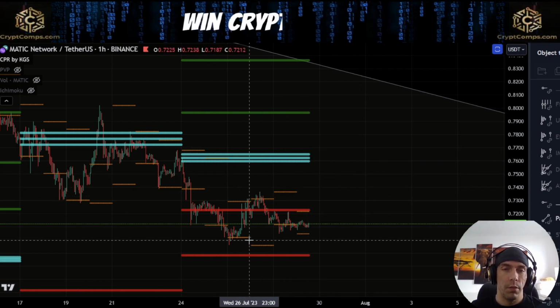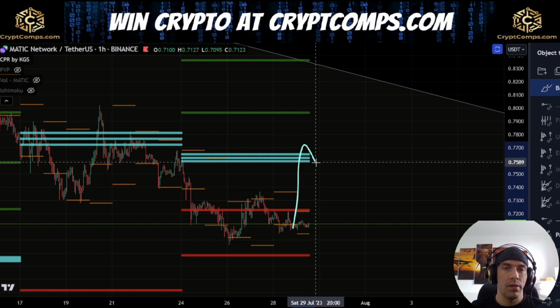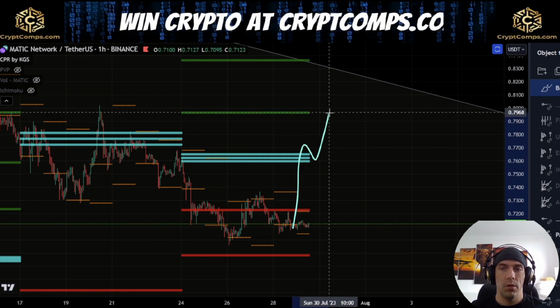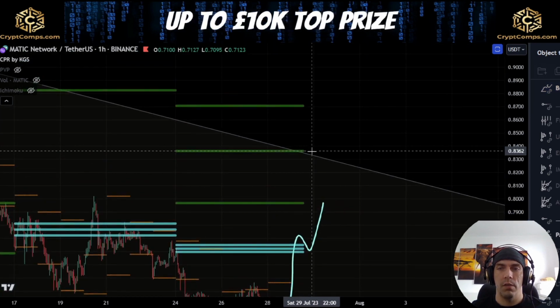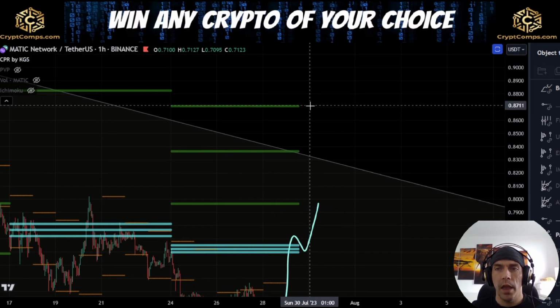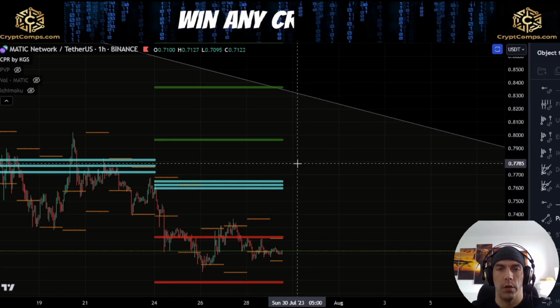Now there's not a lot of time left, but if we do see price move back above these and we find support during this week, we could actually see an interaction with some of these higher zones. And 79.86, we have this 83.62 and this 87.11 as possible upside targets for this week.